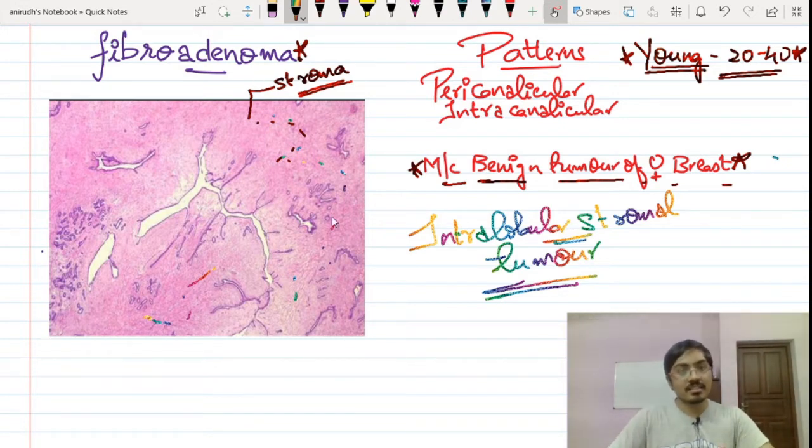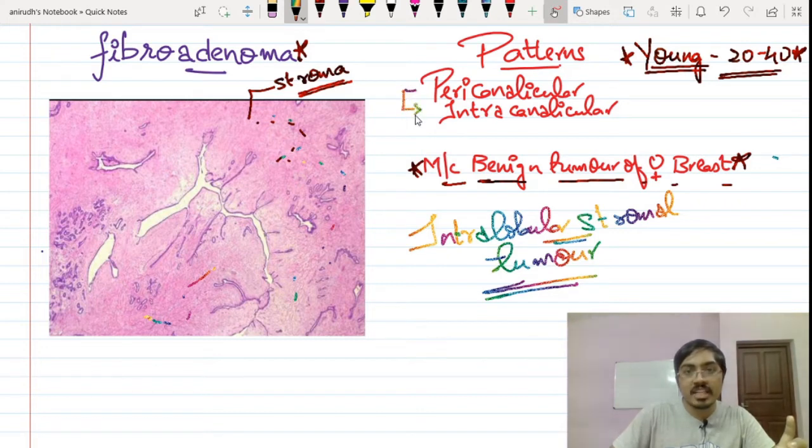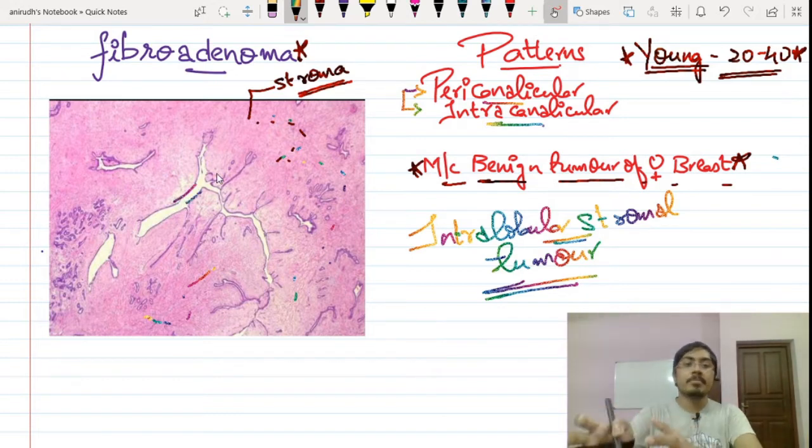So if you see here, the stroma that you can see in this particular tumor is so high, isn't it, that it has started compressing the lobular structures over here. These are the glands. So what happens is that these kind of lobular structures have been compressed by it. There are 2 patterns which are followed by this. These are very important to note: pericanalicular and intracanalicular. Okay, so these are your canaliculi which are lined by the epithelium.